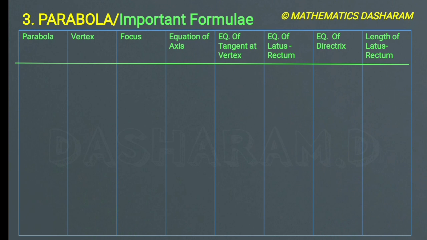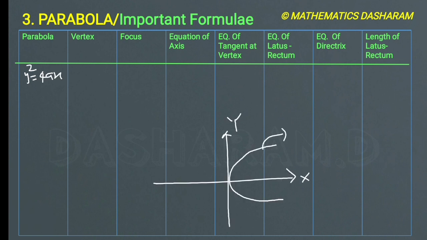Let us learn one important table because all exercise problems depend on this table. First one is parabola, next vertex, focus, equation of axis, equation of tangent at vertex, equation of latus rectum, equation of directrix, and length of latus rectum. So we have different types of parabola that we just learned. The first one is y square equals to 4ax.